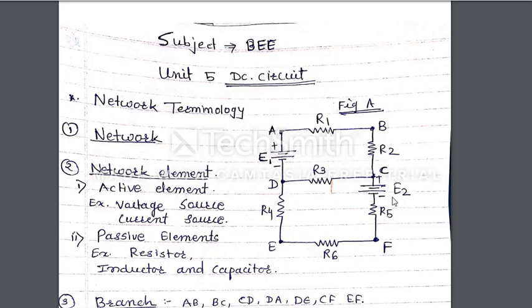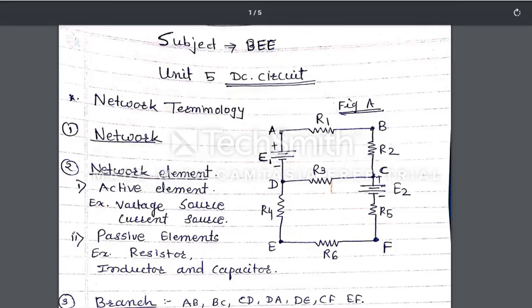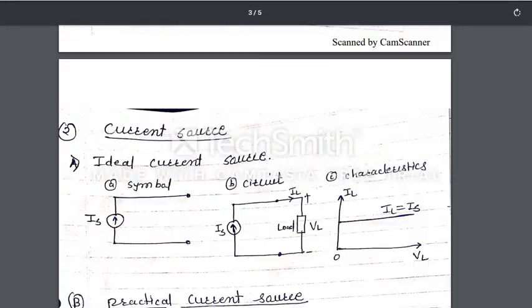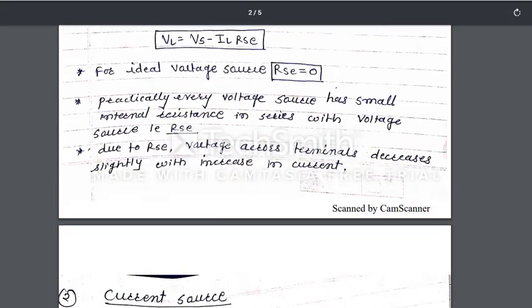Again D, C, F, E. This is also a loop. So these are the network terminology. Okay, next we start the other part, that is energy sources. So this part is very much important.